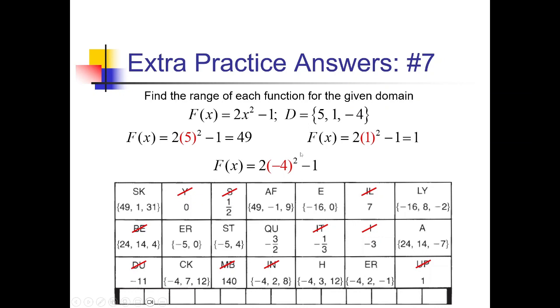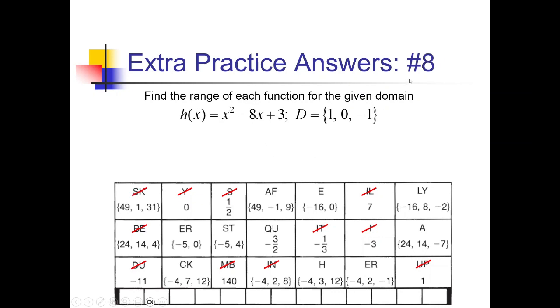And then finally plugging negative 4 in there. Negative 4 squared is 16. Times 2 gives me 32. 32 minus 1 is 31. So 49, 1, and 31. There's a 49, but nothing else is the same. Here's what I want, 49, 1, and 31. So bye-bye SK.